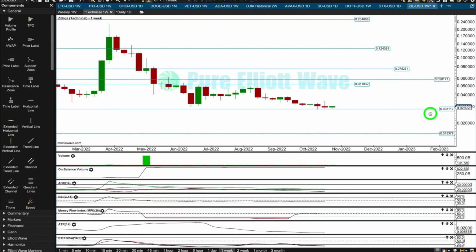There's strong support here, about 0.028117. If price can break below that support, there's next support of 0.015378. And there's reasonable resistance at 0.051832. That resistance needs to be broken, and preferably resistance at this high as well, 0.228128, before we can have real confidence that a low is in place.